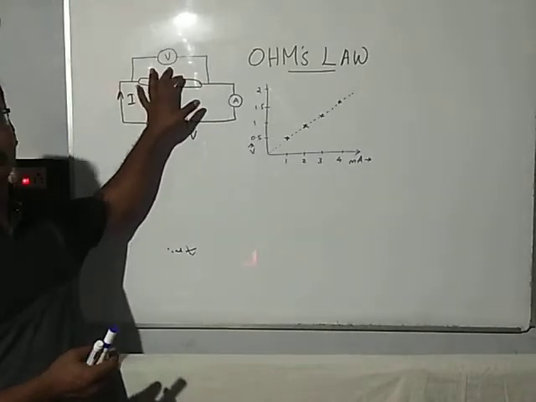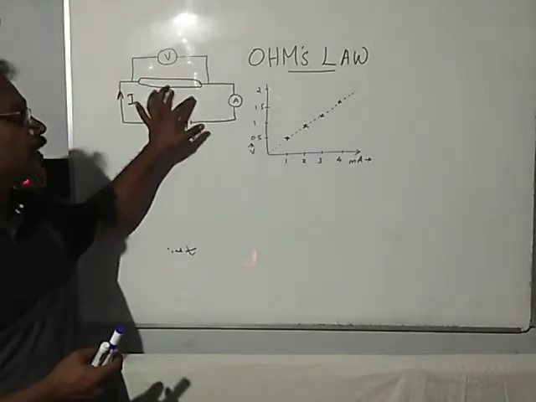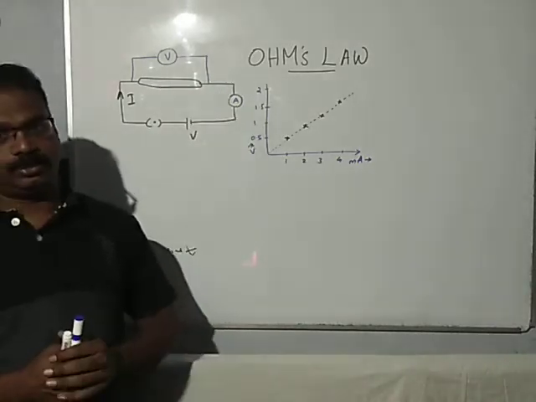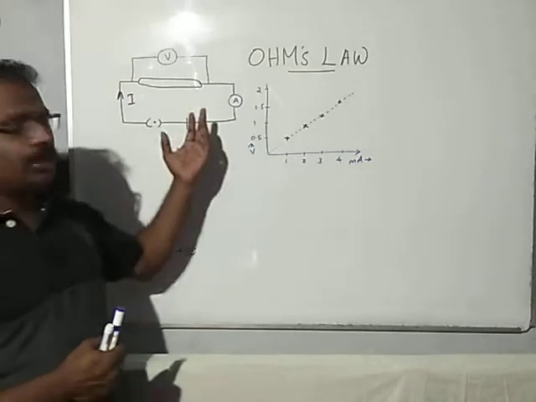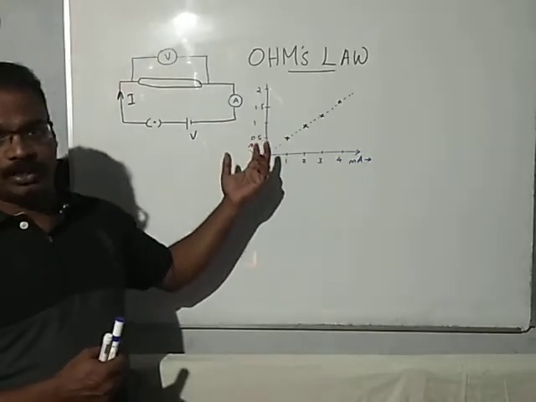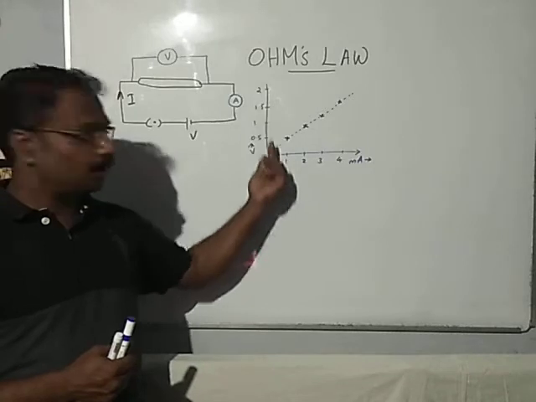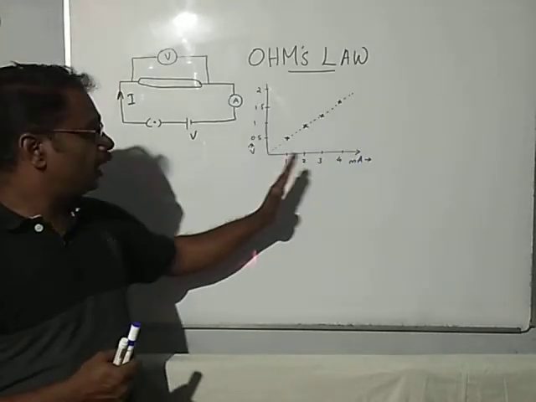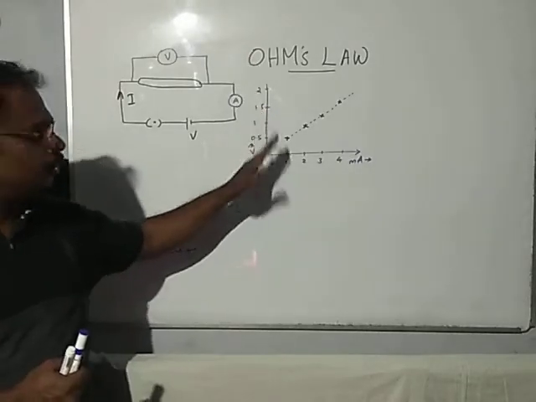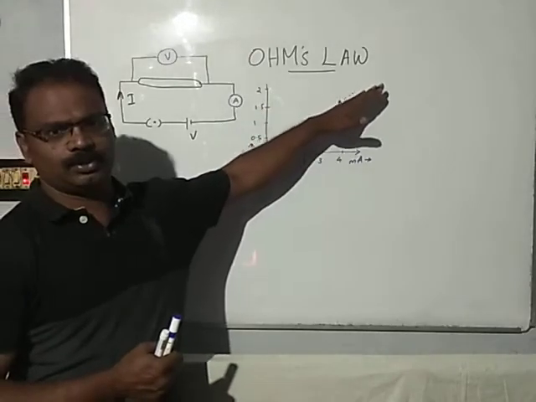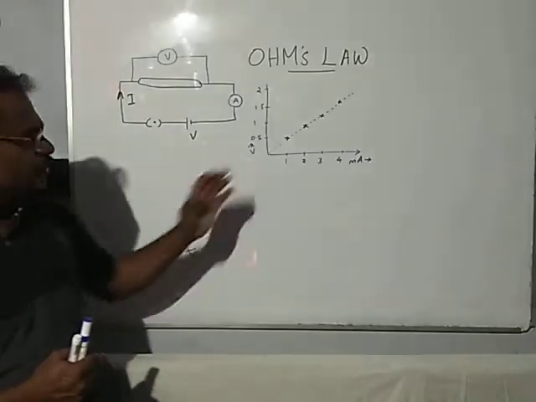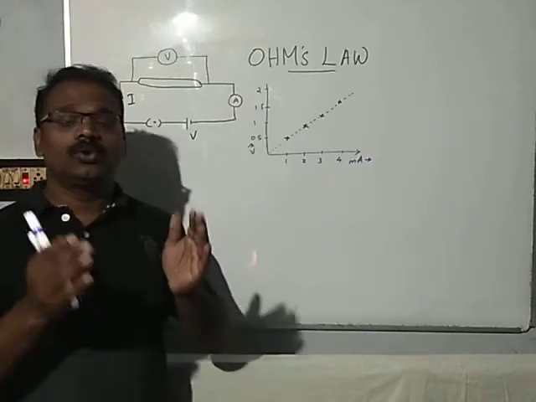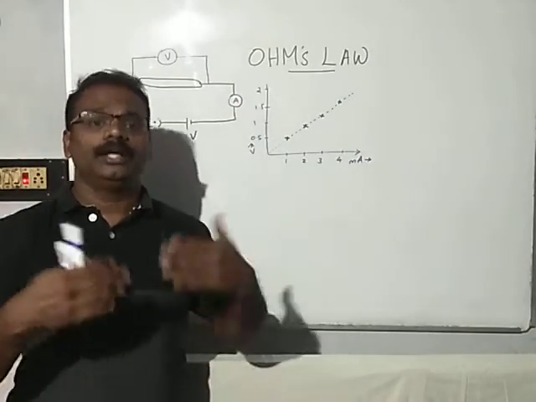This is the voltmeter, which measures the voltage across the conductor, and the ammeter is to measure the current flowing through the conductor. So we are noting each and every value and plotting a graph like this, taking current along the x-axis and voltage along the y-axis. Then we get a graph like this. And what does it mean? This means that when the voltage increases, the current flowing through the conductor also increases.